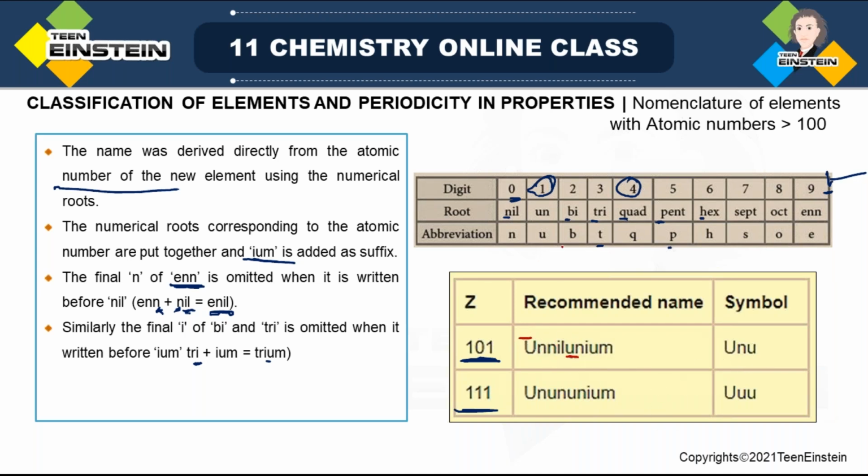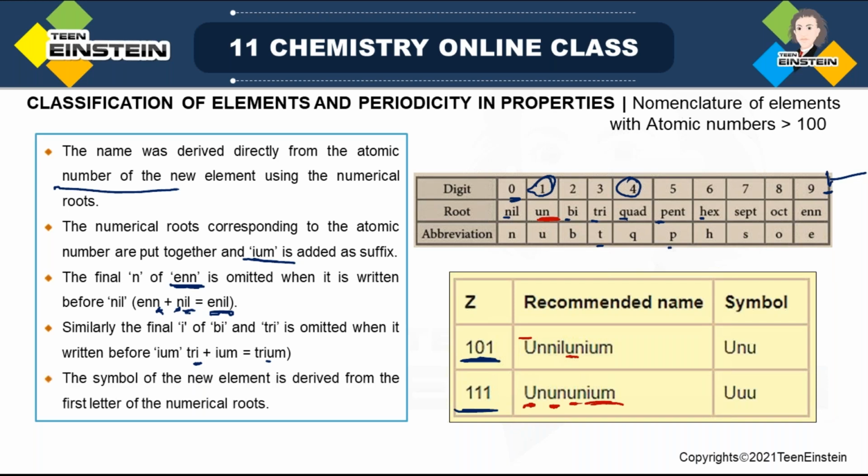Now for 111, the un will come 3 times, so it will be ununium, and you have to end it with ium. But if you want to write the symbol, it will be uuu, because there are 3 times we are having the number 1. Fine. The symbol of the new element is derived from the first letter of the numerical roots. We have already seen these numerical roots: un, bi, tri, quad, pent, hex. We take only the first letter of these numerical roots.